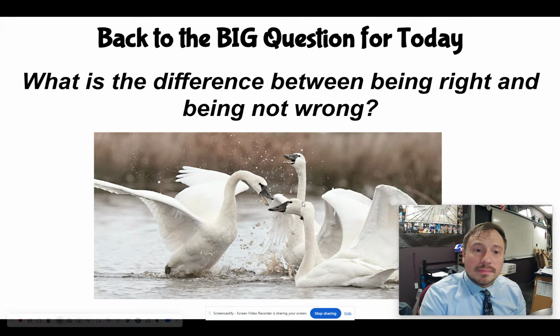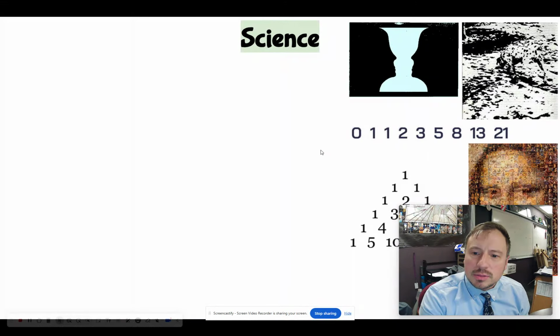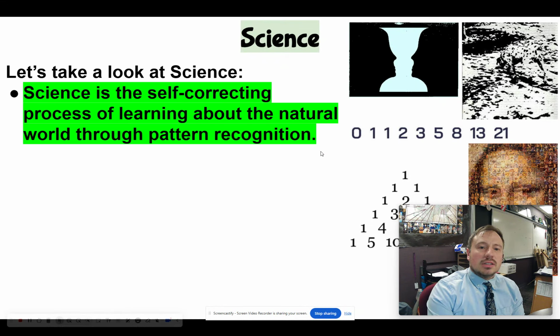So let's get started. All right, so let's ask this question. What is the difference between being right and being not wrong? And I put a picture of swans for a reason. So let's just take a look at science, right? The definition for science is a self-correcting process of learning about the natural world through pattern recognition.